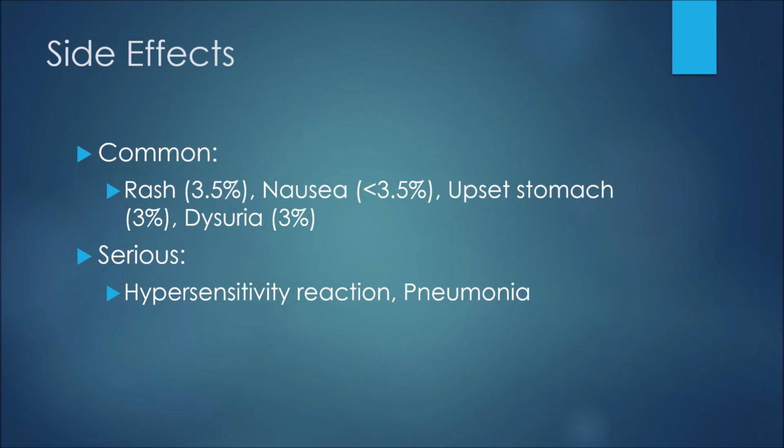As with all medications, there are some side effects or adverse reactions that patients may experience while using methenamine, so we'll go over some of those here now. A rash may happen 3.5% of the time, and nausea may happen less than 3.5% of the time. Upset stomach comes in at 3%, and as well, 3% of patients may experience dysuria. Some serious side effects would be a hypersensitivity reaction or pneumonia.